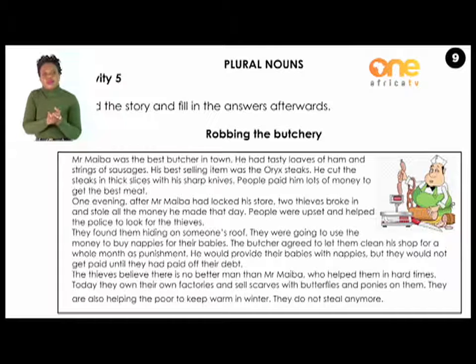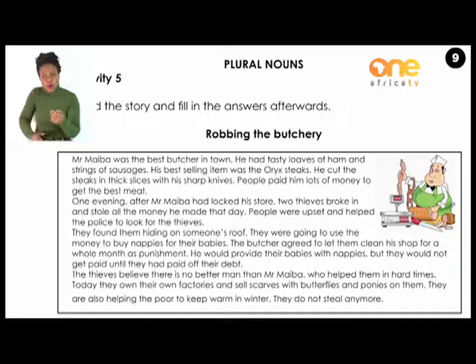The topic is robbing the butchery. Mr. Maber was the best butcher in town. He had tasty loaves of ham and strings of sausages. His best-selling item was the oryx steaks. He cut the steaks in thick slices with his sharp knives. People paid lots of money to get the best meat.